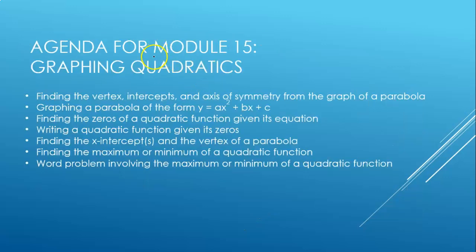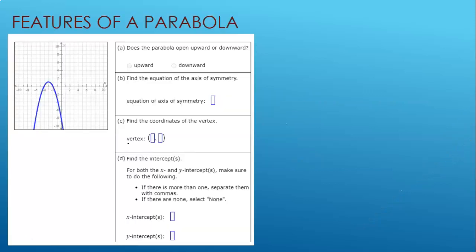So on that note, let's turn to a new page and write Module 15, Graphing Quadratics. You do not have to write all the agenda items, just write the title. In order to graph a quadratic, we're going to want to be able to find some features of a parabola. We want to be able to find the vertex, the intercepts, the axis of symmetry. We're going to be able to calculate the zeros, and we're going to talk about what maximum or minimum means in terms of a quadratic.